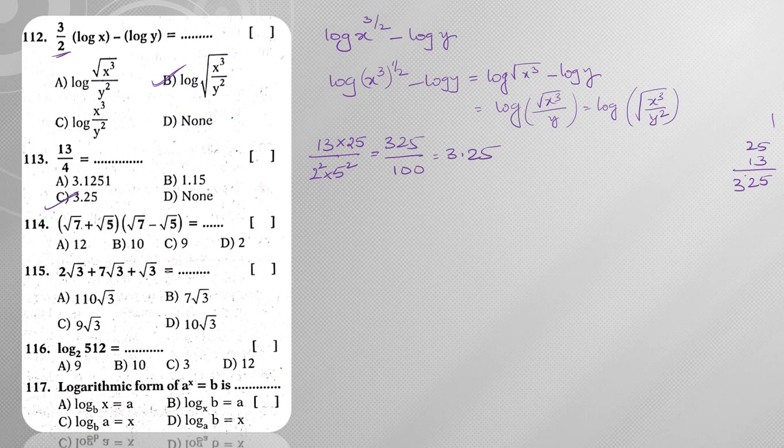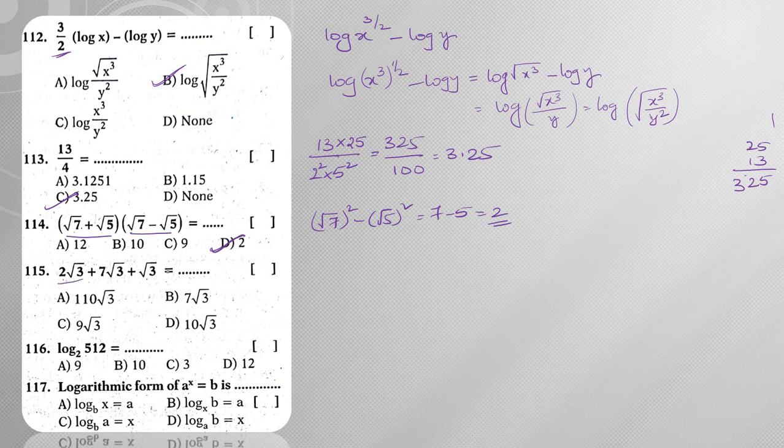So a plus b into a minus b. So it is in the form of a plus b into a minus b. A plus b into a minus b can be written as a square minus b square. That means root 7 whole square minus root 5 whole square. So square and roots get cancelled. So 7 minus 5, which is nothing but 2. Hence the answer is 2.